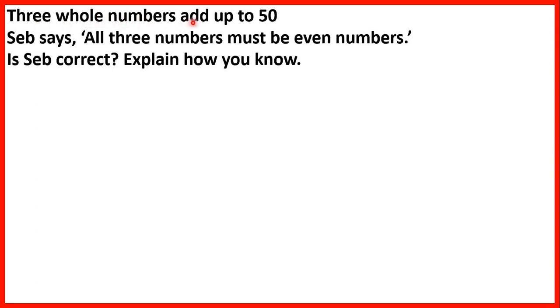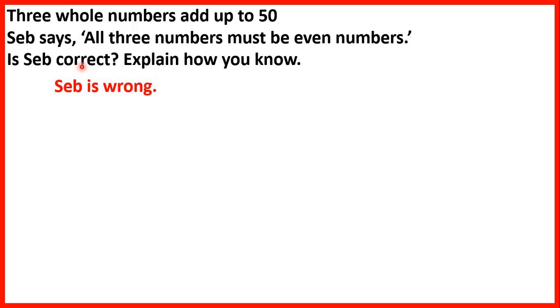3 whole numbers add up to 50. Seb says all 3 numbers must be even numbers. Is Seb correct? Explain how you know. So we need to remember that an even number ends in 0, 2, 4, 6 or 8. So it is a number that's a multiple of 2 or in the 2 times table. So here Seb is wrong.